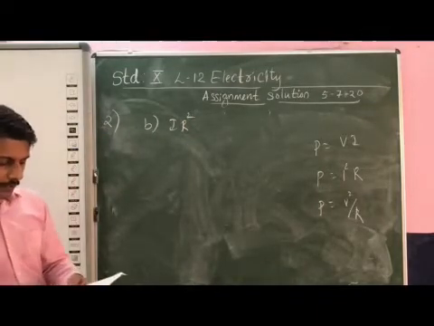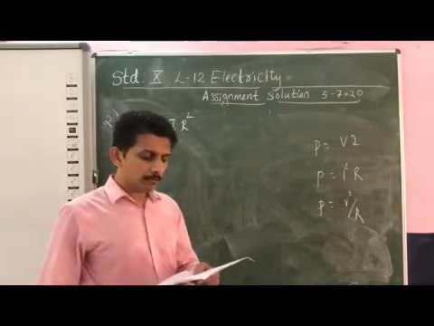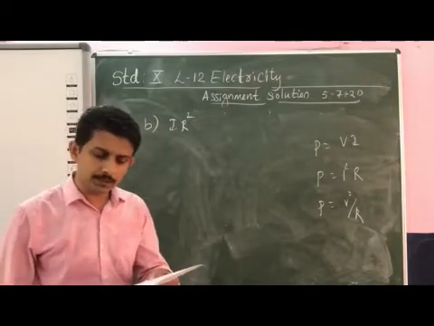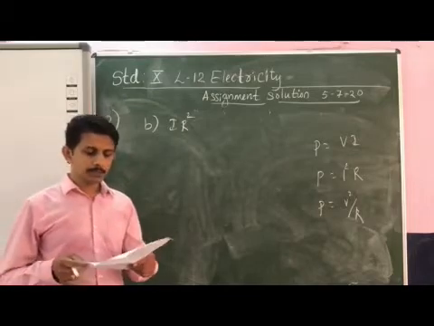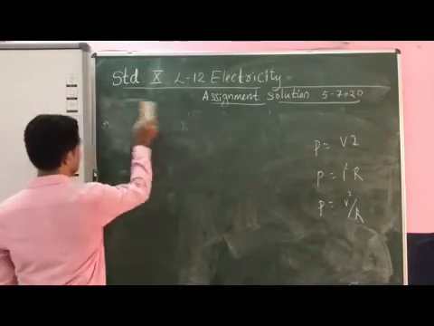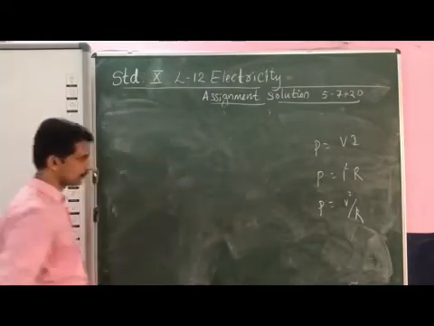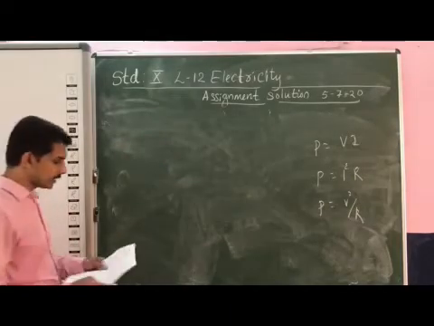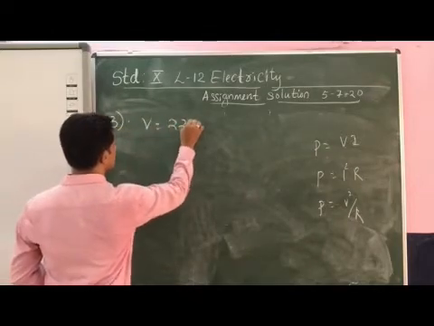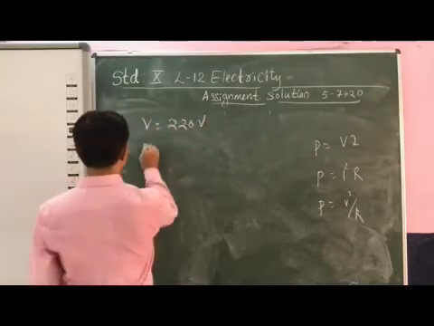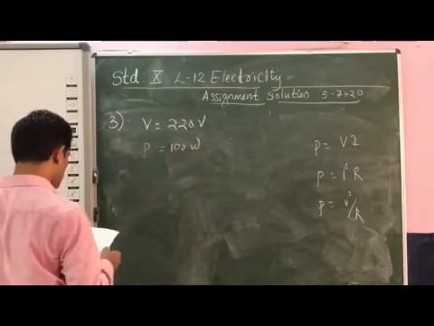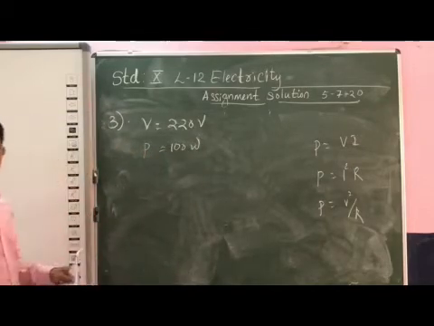Now, third question. An electric bulb rated 220 volt and 100 watt is operated on a 110 volt supply. What is the power consumed? So we have to calculate the power consumed. An electric bulb is rated 220 volt. So voltage is given as 220 volt and the power is 100 watt. So this is the first case they are asking.